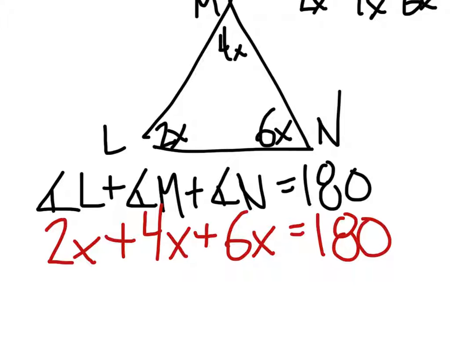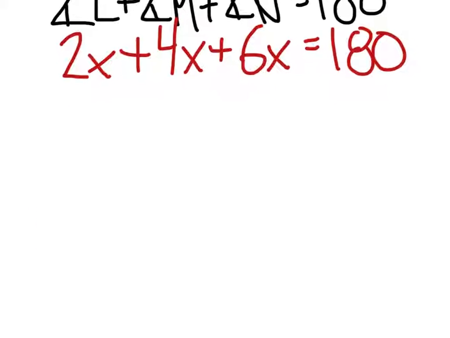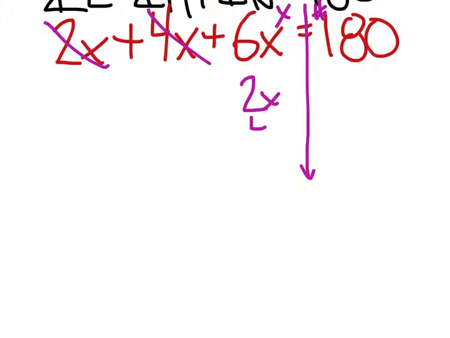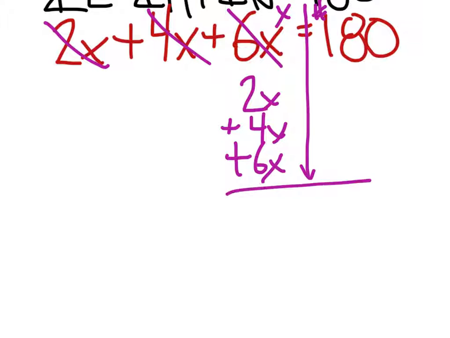Again, we can play the switch and stay game right away in order to solve this problem, and maybe that's easier for you, I don't know, but some of you know you can just combine the like terms, the X's, and that's fine as well. That would give you 12x, but let's go ahead and play the switch and stay game just so we can see how that works. X's and numbers. So I've got 2x here, 4x stays as well, that's positive. Positive 6x stays, and 180 stays as well.